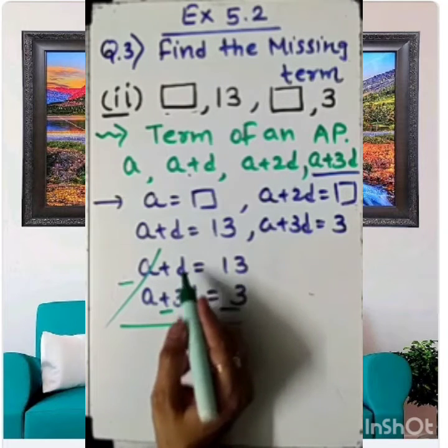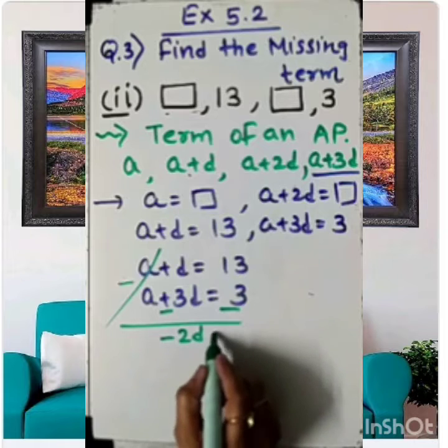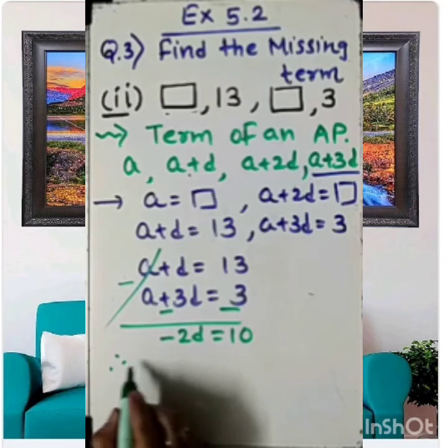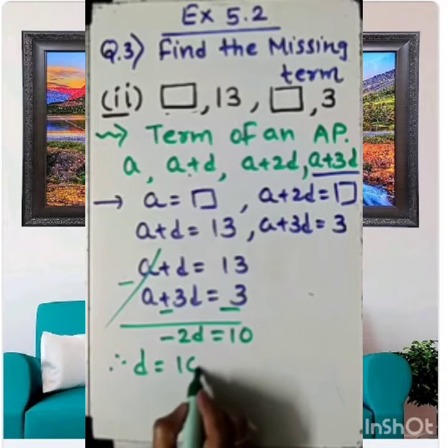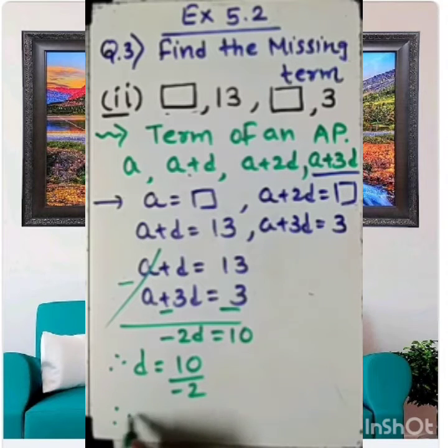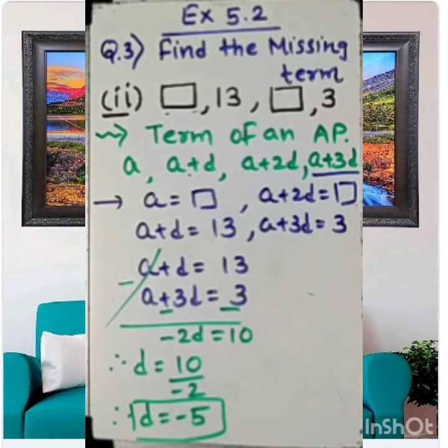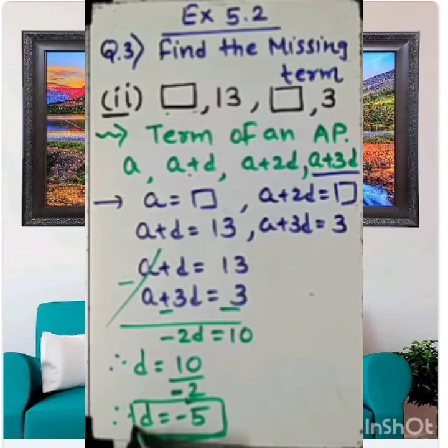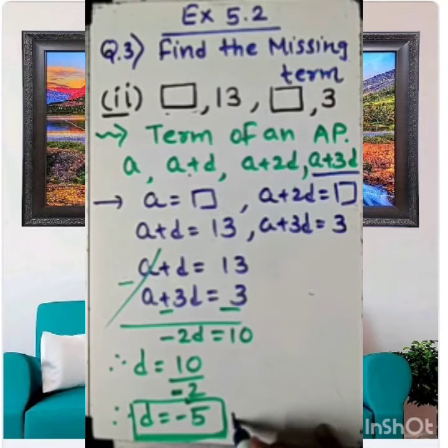So I am eliminating a. Minus 3d plus d is minus 2d. 13 minus 3 is 10. Therefore, the value of d is 10 divided by minus 2. So the value of d, that is the difference, is coming minus 5. Why is it minus? As minus is in the denominator, I need to mention the value of d as minus 5. Clear to you? This is the difference we got.